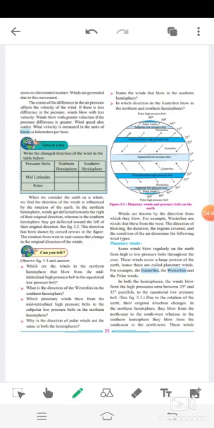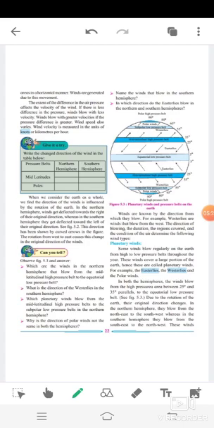Now, winds are known by the direction from which they blow. For example, westerlies are winds that blow from the west. The direction of blowing, the duration, the region covered, and the condition of the air determine the following wind types. Winds are known by the direction from which they blow. For example, westerlies are winds that blow from the west. Okay students, now the following wind types.